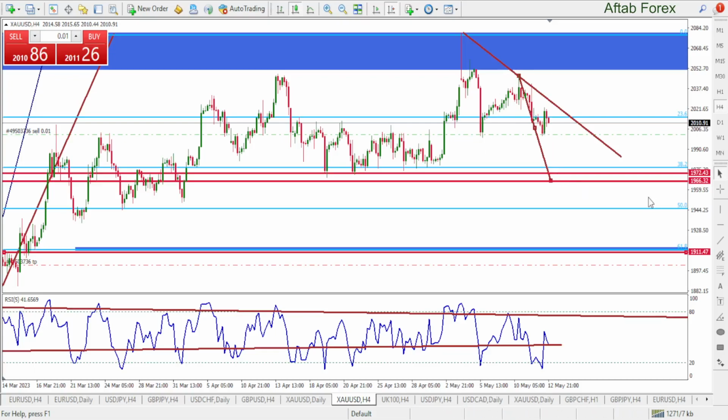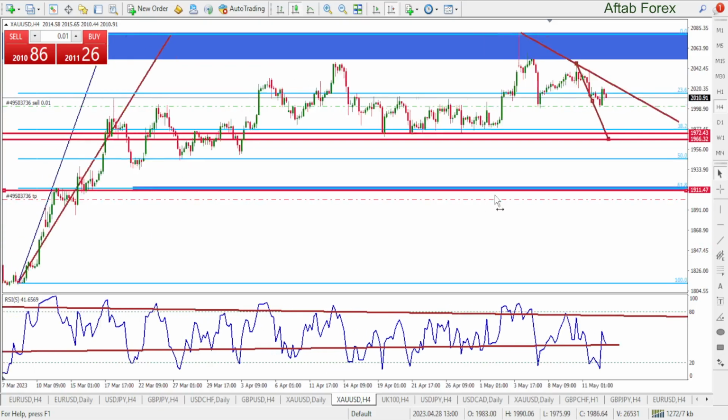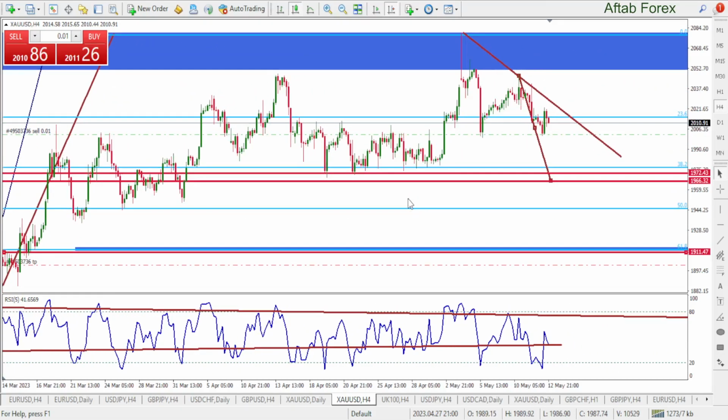So on the H4, it is showing 1966.32 at the moment. But here comes one more question. Do you want to take this sell trade? 357 pips it's giving you, but the stop loss will be more than 800 pips. Still doesn't make any sense.